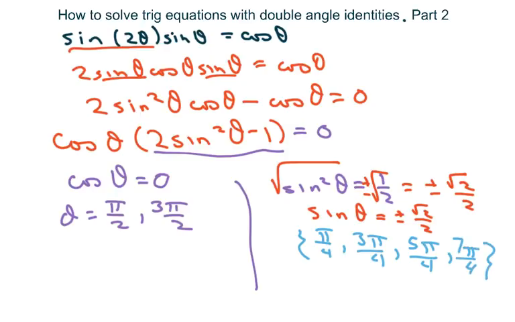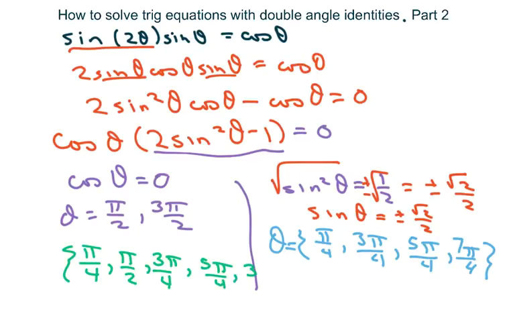Now, that was what your angle is. Writing your total solution set from least to greatest, I'm going to write pi over 4, then pi over 2, then 3 pi over 4, then 5 pi over 4, then 3 pi over 2, and then 7 pi over 4. And that's your total solution set.